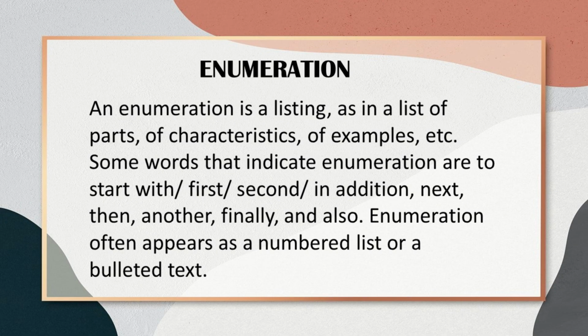Seventh, enumeration. An enumeration is a listing, as in a list of parts, of characteristics, of examples, etc. Some words that indicate enumeration are to start with, first, second, in addition, next, then, another, finally, and also. Enumeration often appears as a numbered list or a bulleted text.